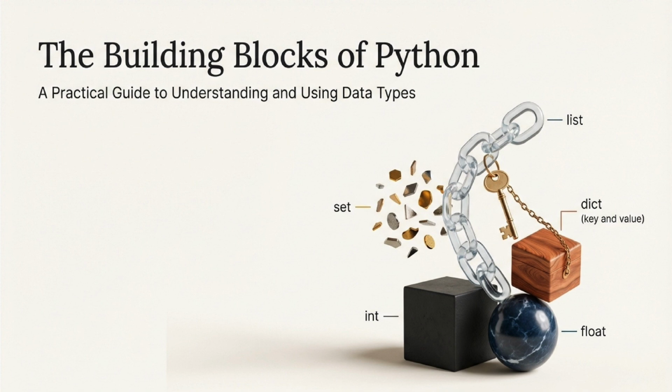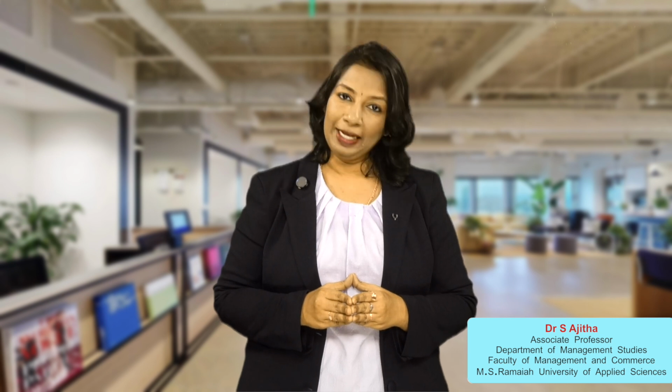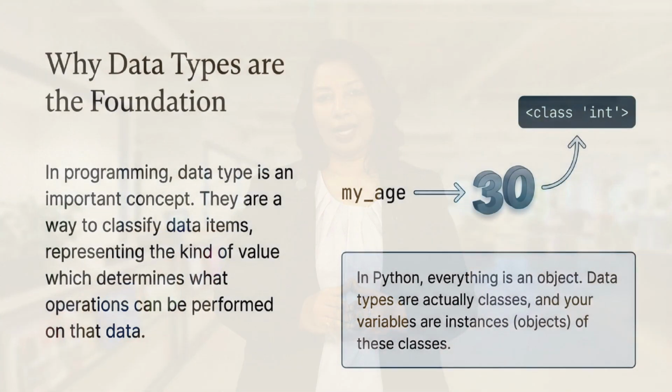Python is built on simple yet powerful data types like list, sets, dictionaries, integers, and floats, each playing a unique role in how we store and manage information. In this module, we will break down these building blocks so you can start writing clean, efficient, and logical Python code. In programming, data types help us classify and understand the kind of data we are working with. This structure determines what operations we can perform on a value.